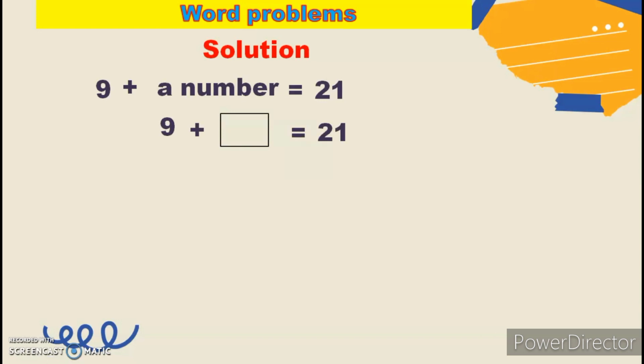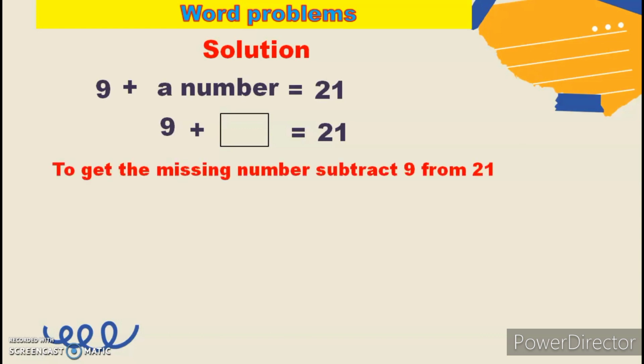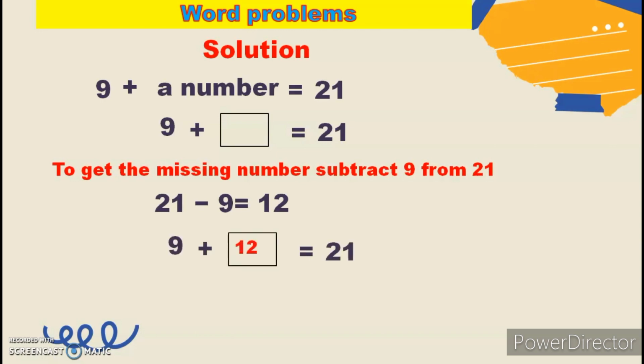So what should be the number? How do I get the number? I simply subtract 9 from 21 to get my number. To get the missing number, subtract 9 from 21. So 21 take away 9 is equal to 12. So therefore the missing number, or the number added to 9 to get 21, is 12.